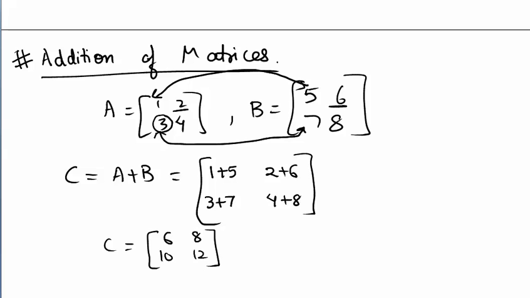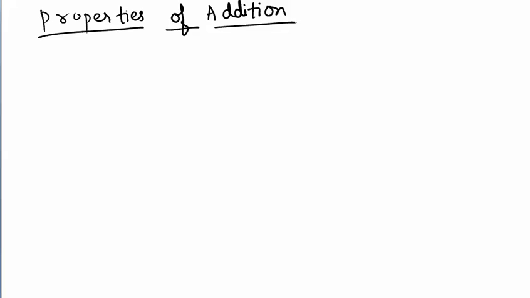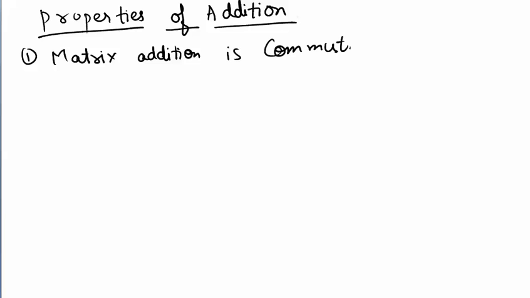Now if I talk about certain properties of addition in terms of matrices. Properties of addition. So the first property says that matrix addition is commutative.